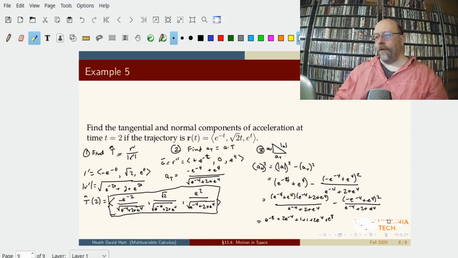Blank this out so we've got some room. I hate doing this to the Tech logo. Go Hokies, but we need the space. There we go.